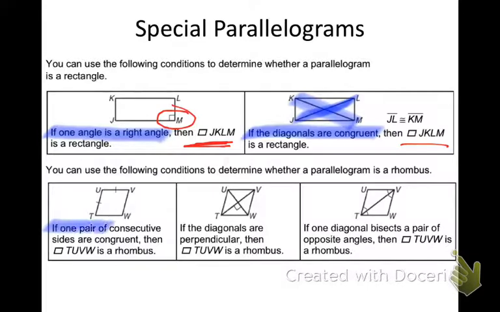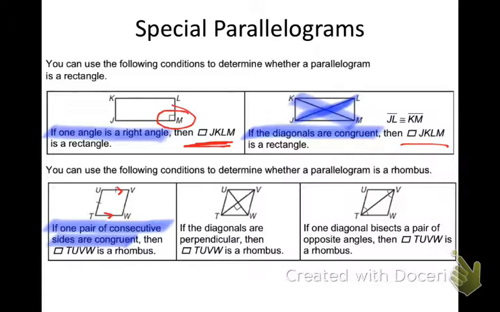If one pair of consecutive sides are congruent. Now, there's been some discussion about this. You have to first know that these are parallel. Okay, now does everybody understand that? We have to first know it's a parallelogram, and then if 2 sides are consecutive, congruent, then we know for sure it's a rhombus. If you don't know it's a parallelogram, you can't say for sure it's a rhombus. Does that make sense for everybody? You have to know it's a parallelogram first.